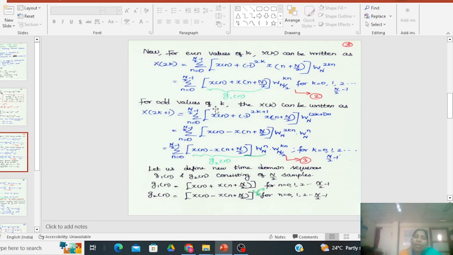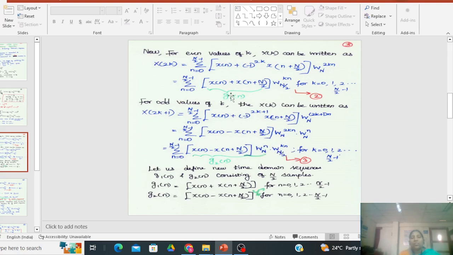Next, for odd values of k, we have to substitute k equal to 2k plus 1. So instead of k, we have to replace it with 2k plus 1, wherever we have k. Then when you substitute the odd values 1, 2, 3 like that, it becomes a negative sign. So the equation becomes summation n equal to 0 to N/2 minus 1 of x of n minus x of n plus N/2, W_N power n, W_N/2 power kn. So this is the equation we obtain, equation 3.